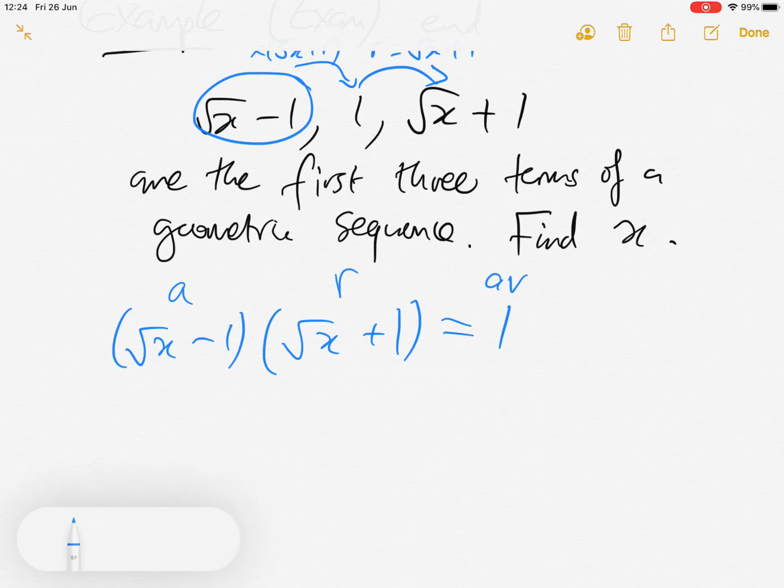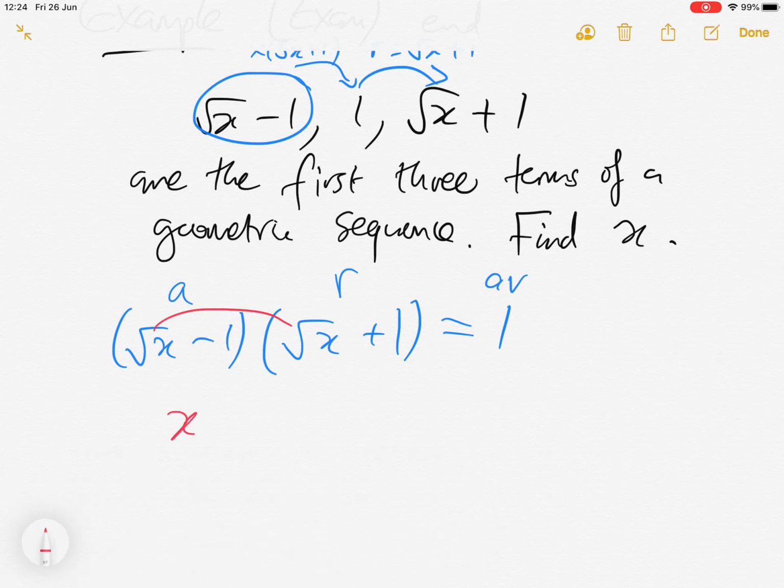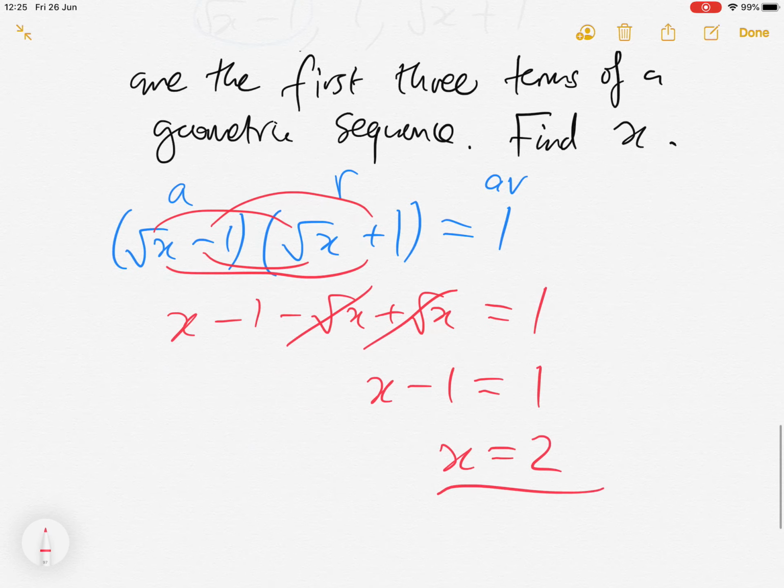Now let's expand the brackets. So we're going to get root x times root x is x. And then we've got minus 1 times 1 is minus 1, minus root x plus root x. So those are going to cancel, equals 1. So x minus 1 equals 1, so x is 2. And that's the answer.